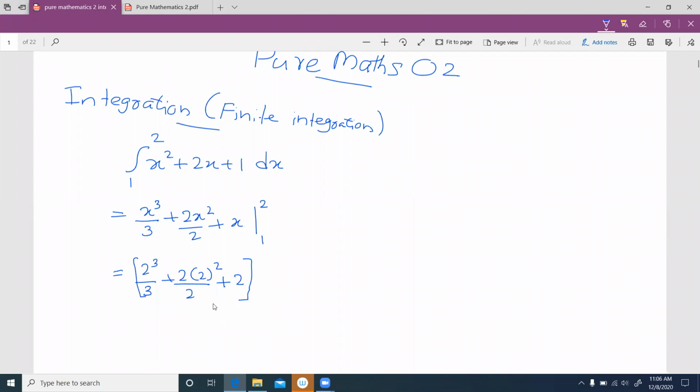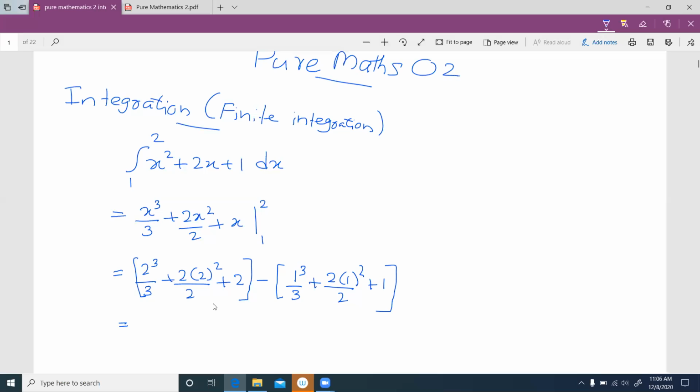Same thing I did in the last session. Do the usual integration, then substitute the upper boundary, then minus. This is the important point. Then substitute the lower boundary. What is the lower boundary over here? The lower boundary is 1. So you can put 1 cubed over 3 plus 1 squared over 2 plus 1. Actually there is no need of writing this 2 and 2 both, you can cancel them out, but since I have written it I just kept it. So if you simplify this, you can get the answer.